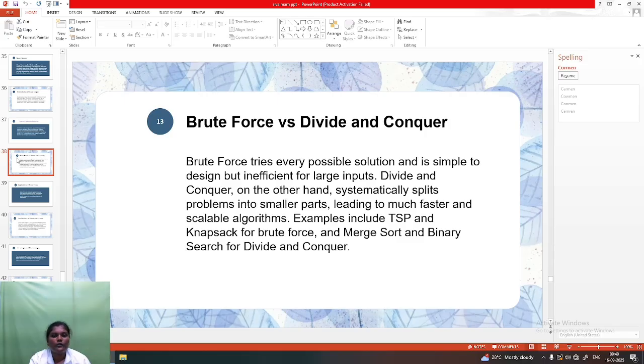Next one, brute force versus divide and conquer. Brute force tries every possible solution and is simple to design but inefficient for large inputs. Divide and conquer, on the other hand, systematically splits problems into similar parts, leading to much better and more efficient algorithms. Examples include TSP and knapsack for brute force, and merge sort and binary search for divide and conquer.